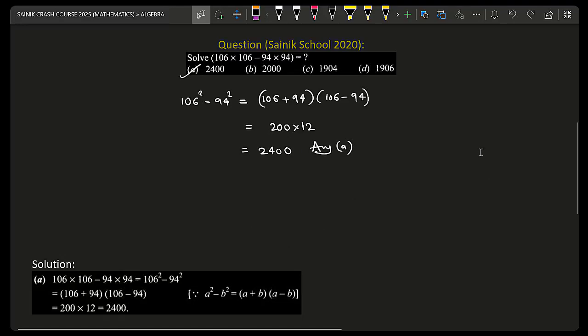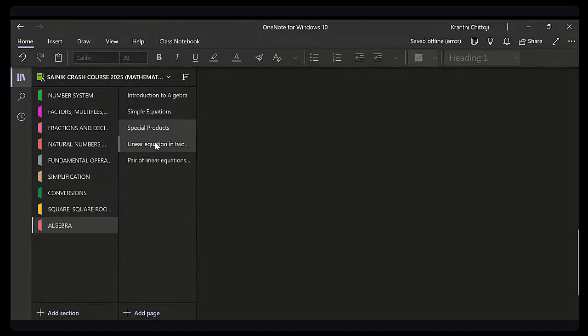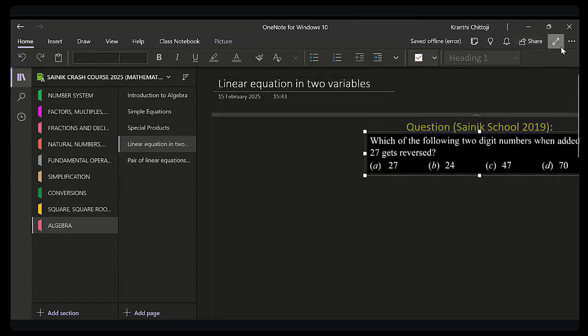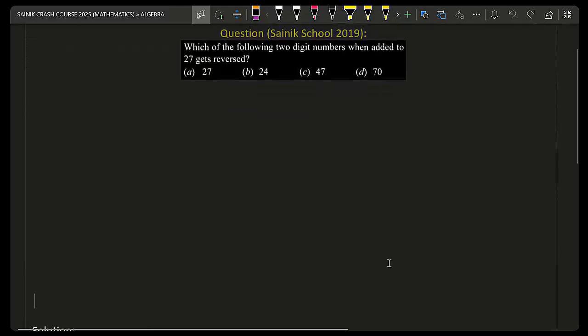So this is the identity a square minus b square, a plus b of a minus b. Special products, we will take more examples later. Now, linear equations in two variables. So it is a linear equation and also it is having two variables. Let's see some such questions.